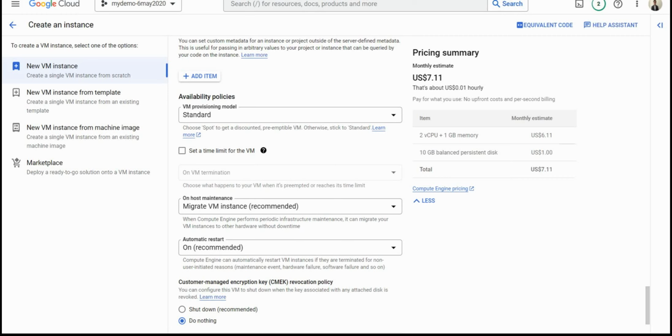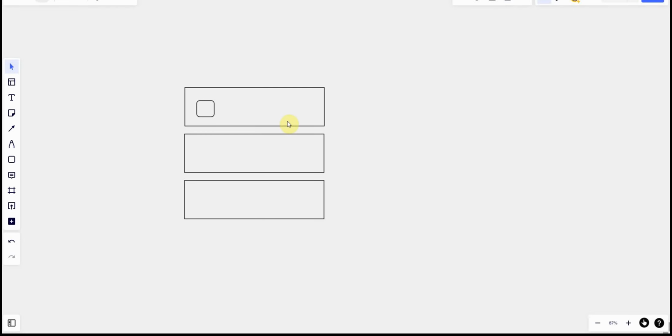All right, so let's continue with the availability policy type options. To understand this, let me move to the whiteboard. Now let's say these are hypervisors, and there are one or more VMs running on these hypervisors. Hypervisors also periodically require patching and updates, and generally these are planned events. So let's say this hypervisor has a planned event where it's going to update and reboot after the updates.